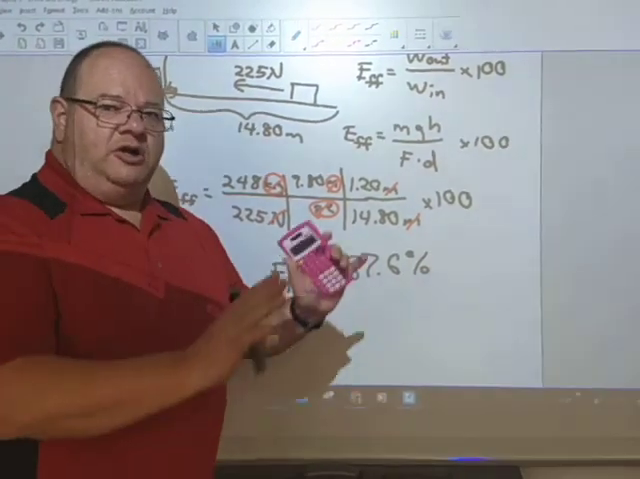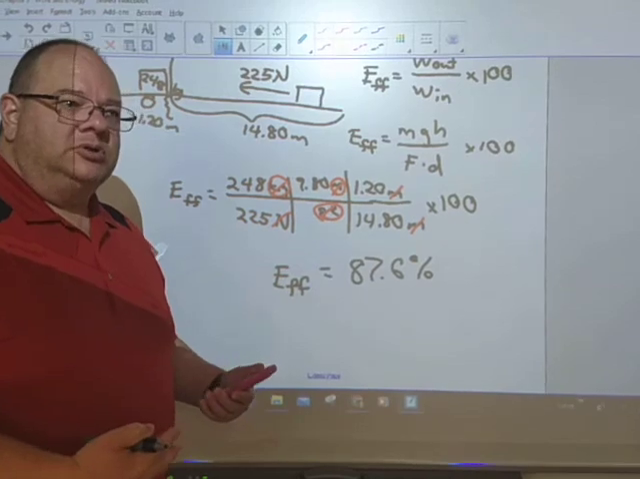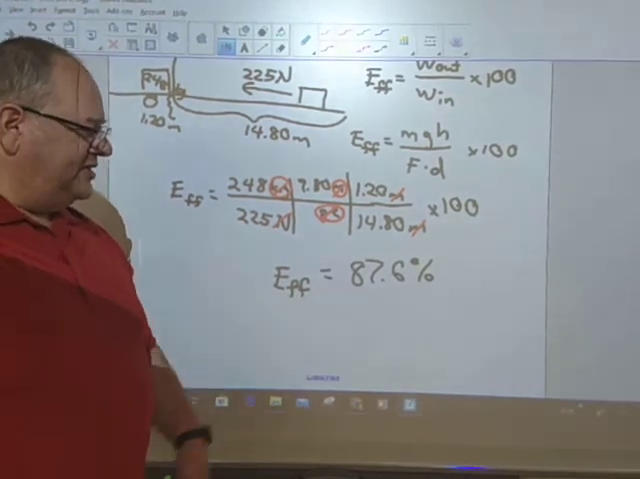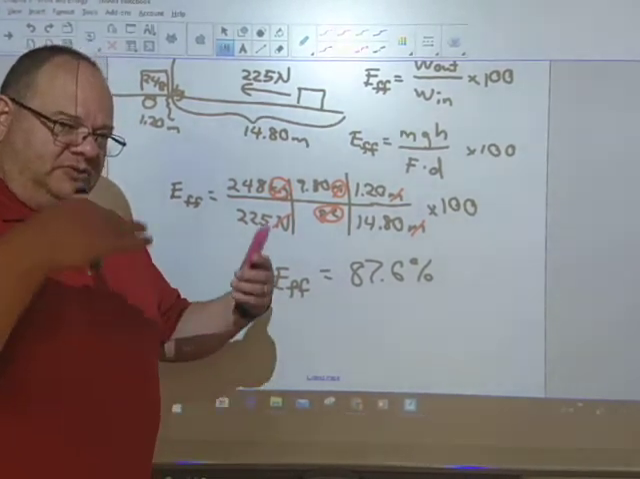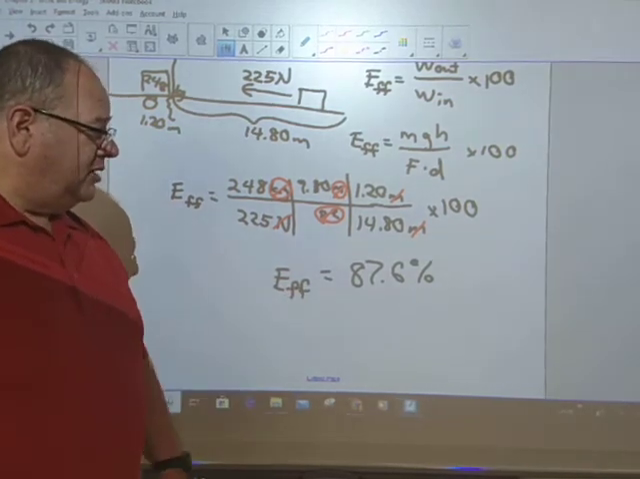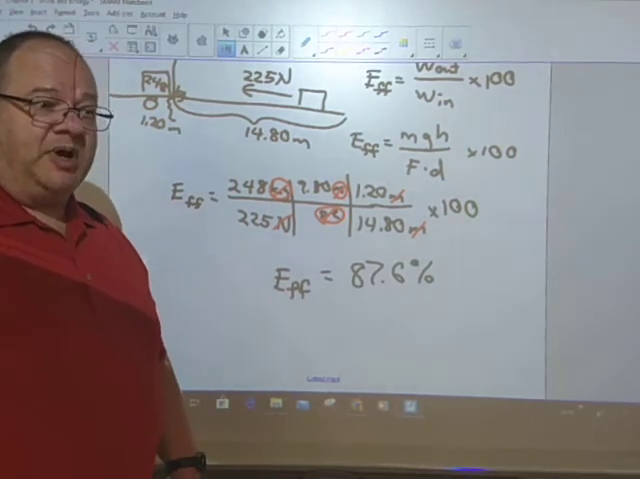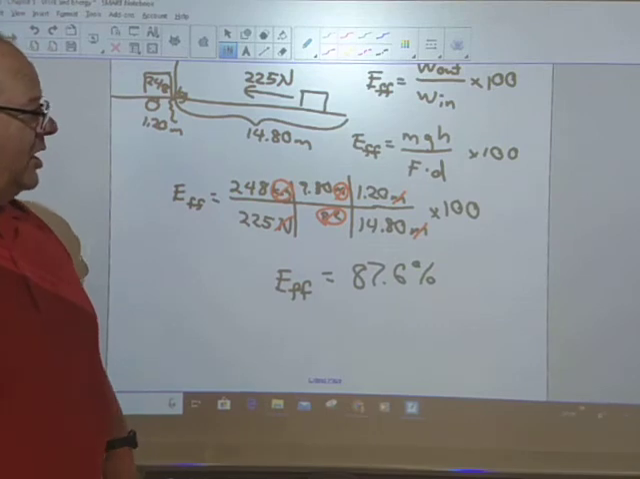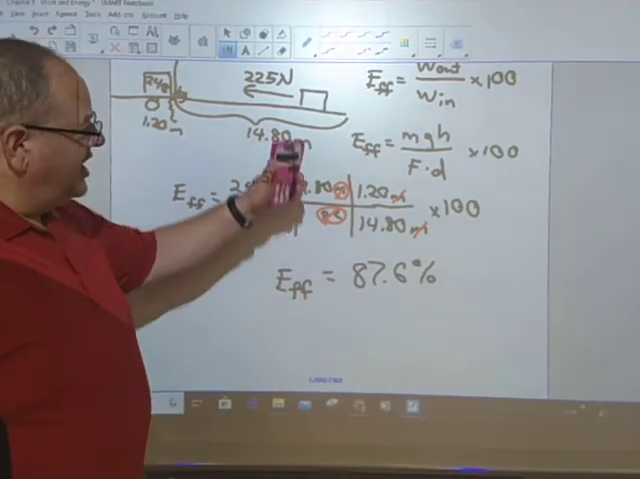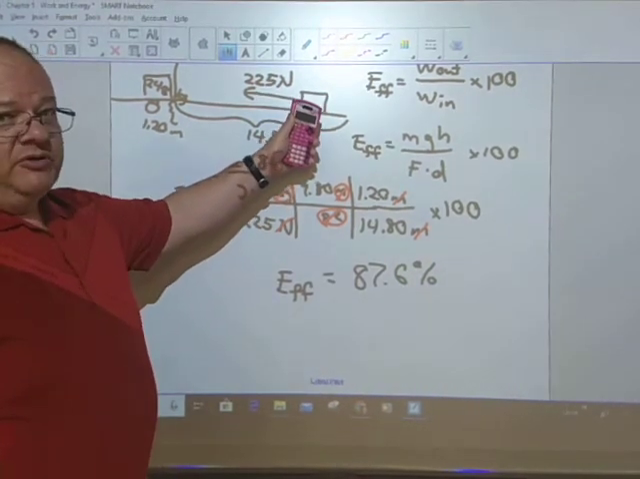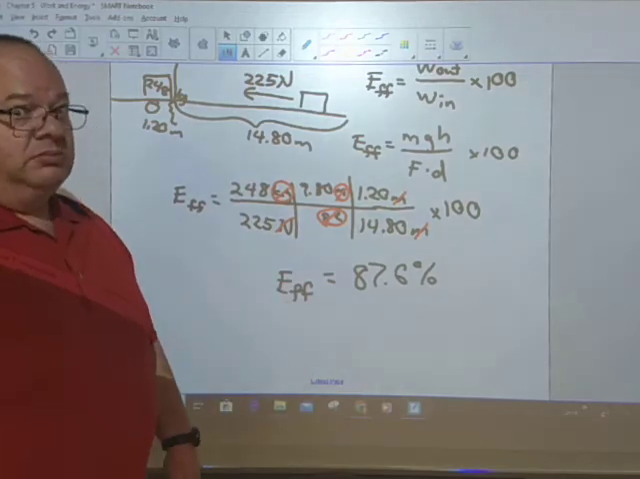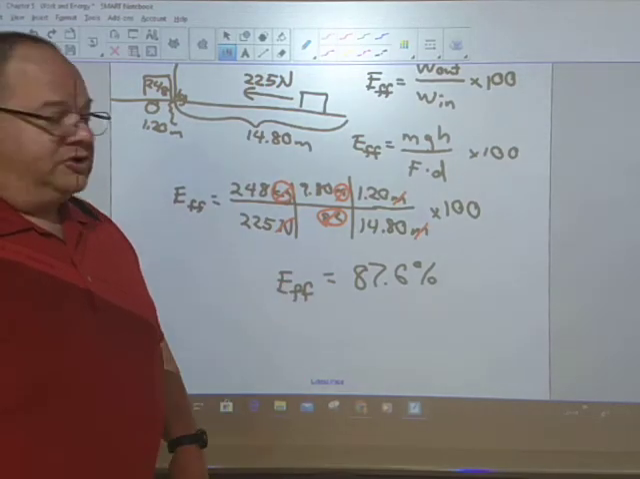So of the energy I used to move this crate, 87.6% went into lifting the crate. Honestly, in a lot of situations, that's probably not too bad. But we can maybe make it better. We could put rollers under the crate, and this maybe gets even better efficiency.